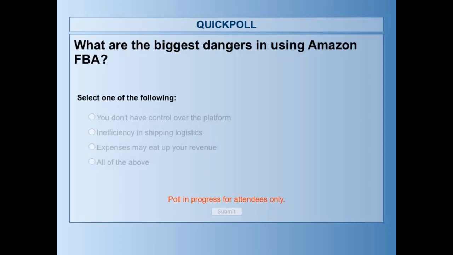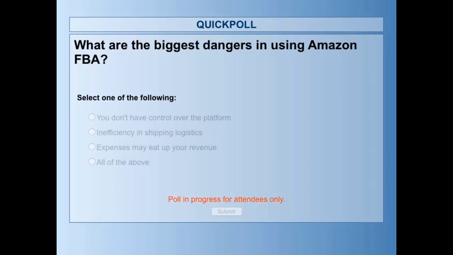Chad, what would you say is the biggest danger? Biggest danger, well, you can't use FBA as multi-channel fulfillment to other off-channel platforms. So if you just build your business around FBA, it's hard now to expand off-channel. I think that's another one that's just not on here. But I think they're all, I mean, expenses are massive, inefficiency with shipping, and you don't have control. I think all of them.